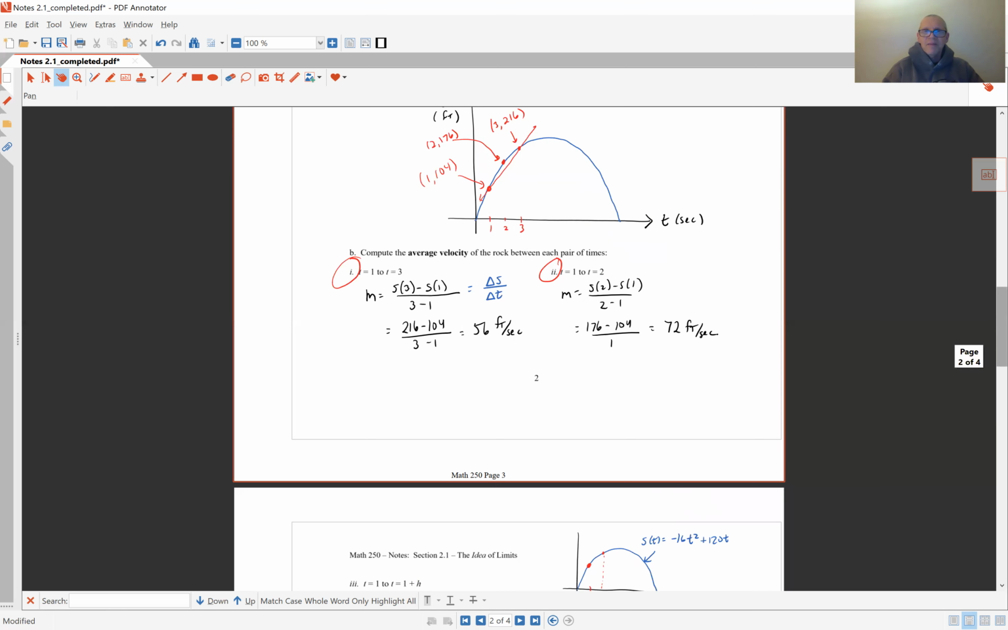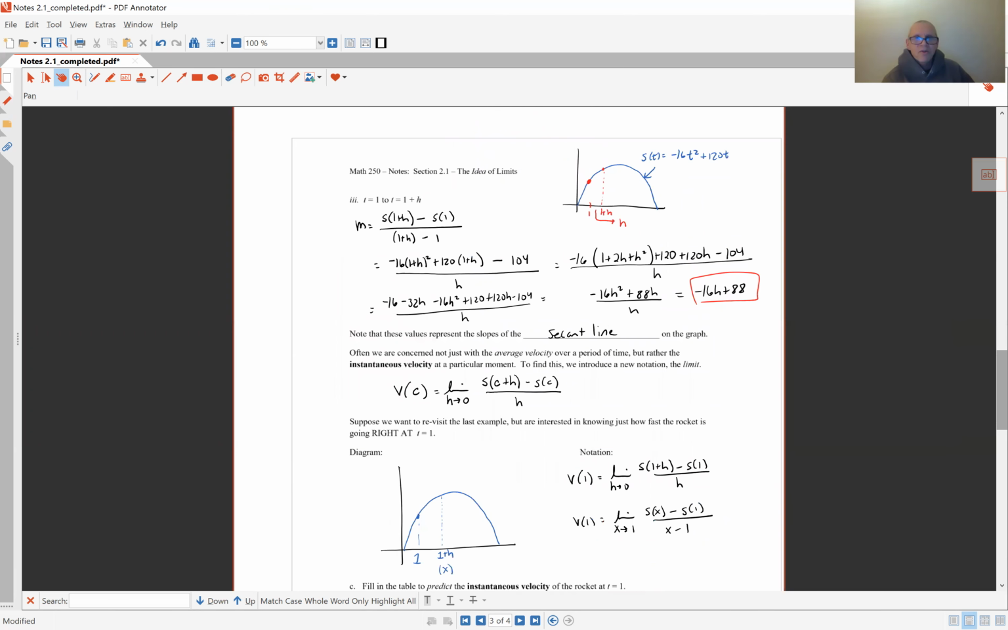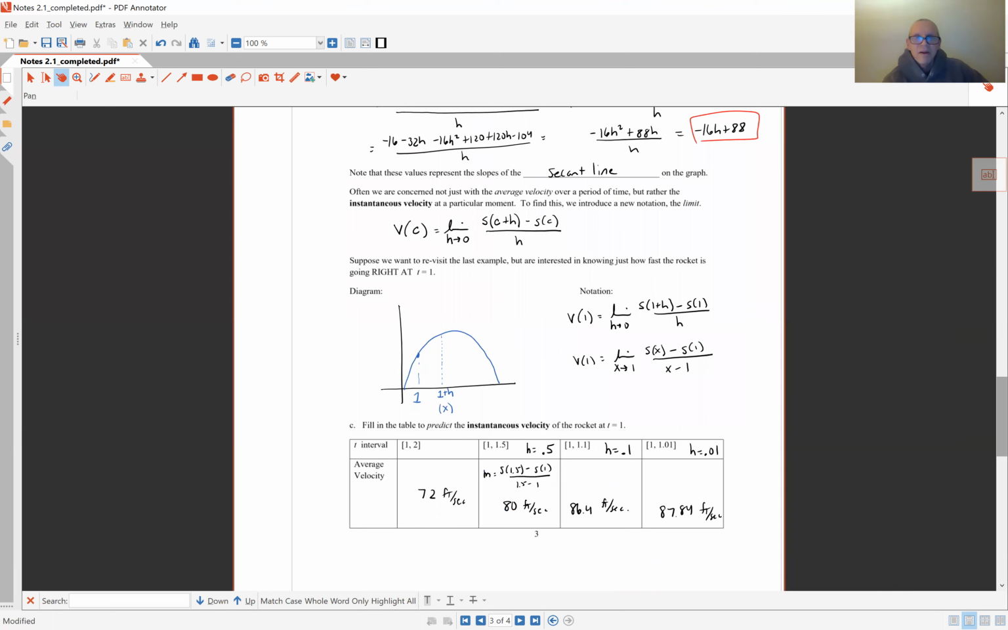And when the time is really small, that's what we call the instantaneous velocity, as we get closer and closer to 1. So basically we evaluate the limit, and that's actually the velocity. So the instantaneous velocity is the same as the velocity.